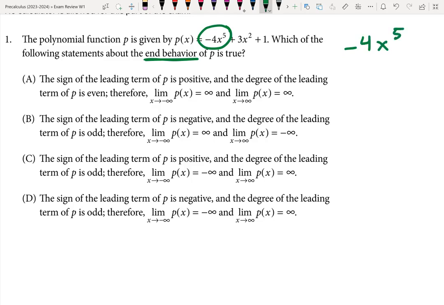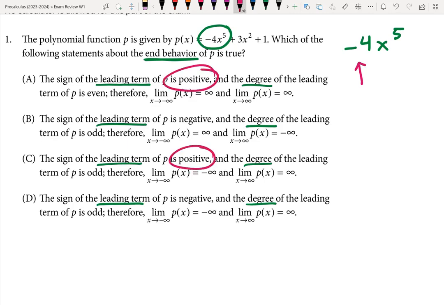I want us to look at this. On each of these, they're talking about the leading term and the degree. On each of these, the leading term is either positive or negative. Even if we didn't know how to do this, what is the leading term? Is it positive or negative? So, which two can we eliminate right away? A and C. Those are saying the leading term is positive, and it's not.